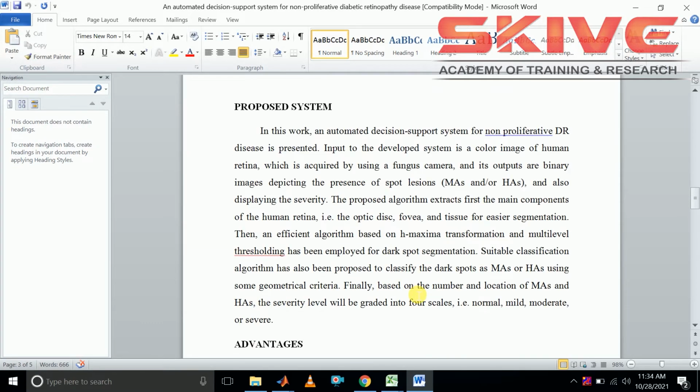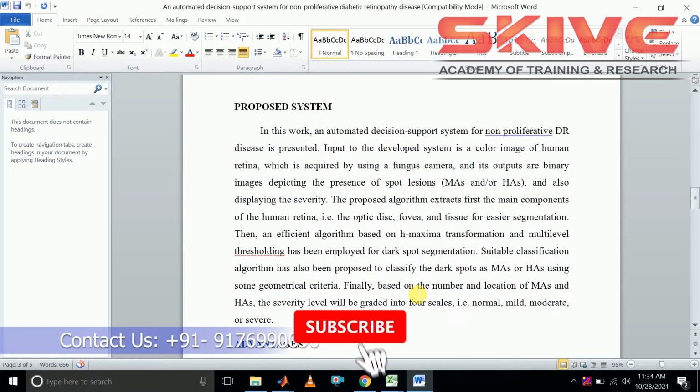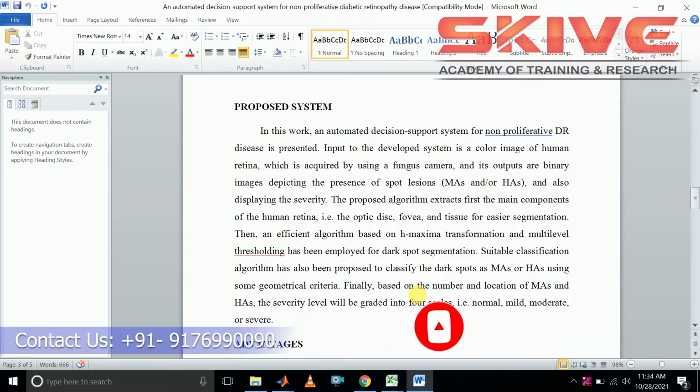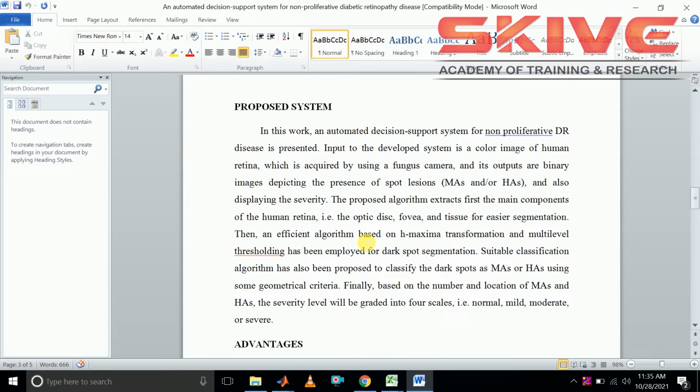So we are going to propose a system which uses the spot lesions, that is the microaneurysms and hemorrhage, for detecting the dark spots of damaged blood vessels. We are using pre-processing steps and H-maximum transformation with multi-level thresholding to classify the dark spots. After detecting the retinopathy level, we are going to give the normal or severe level of disease, which can easily be used by the doctors to treat the patients.